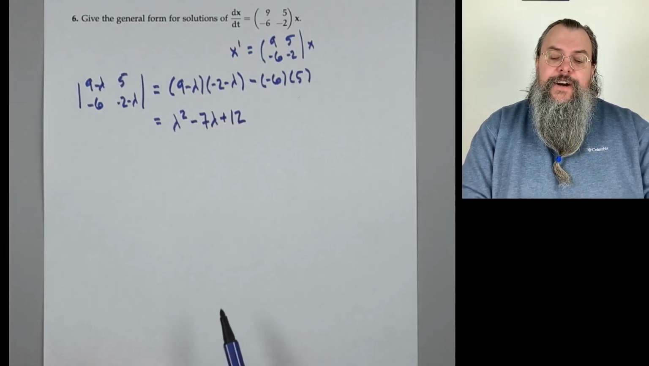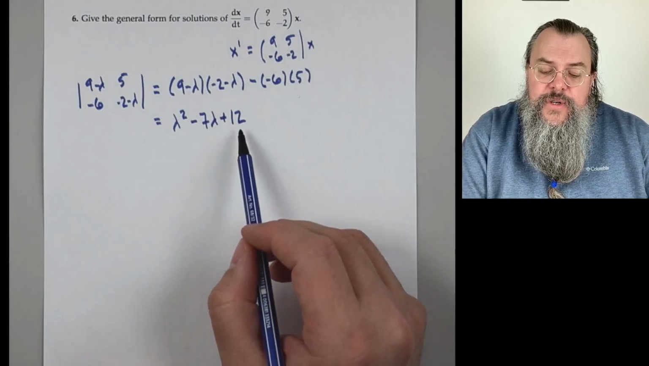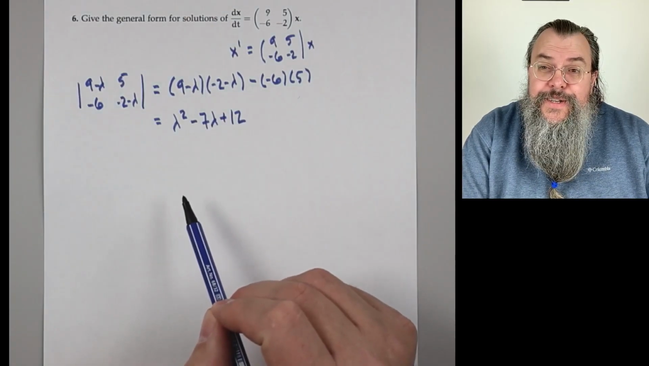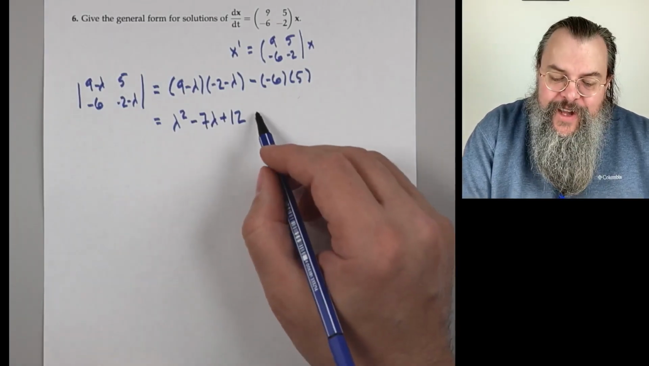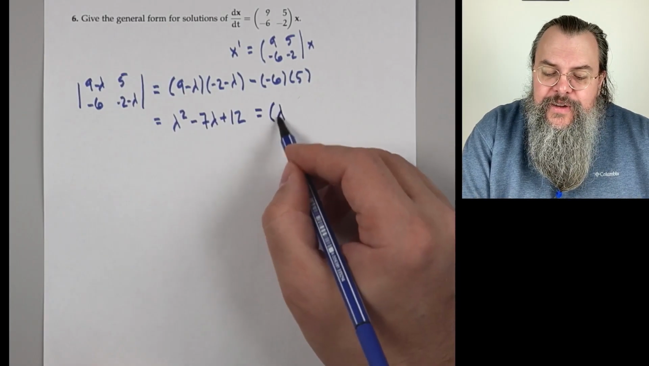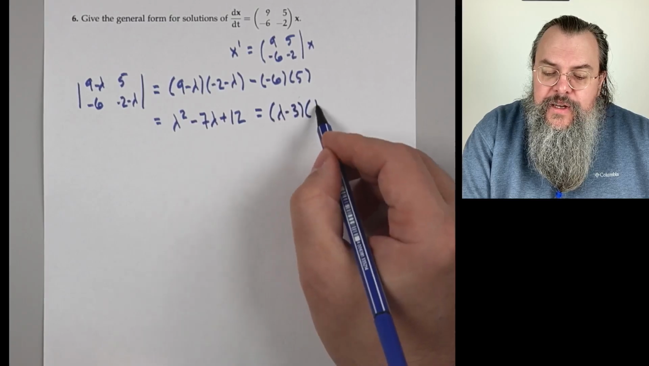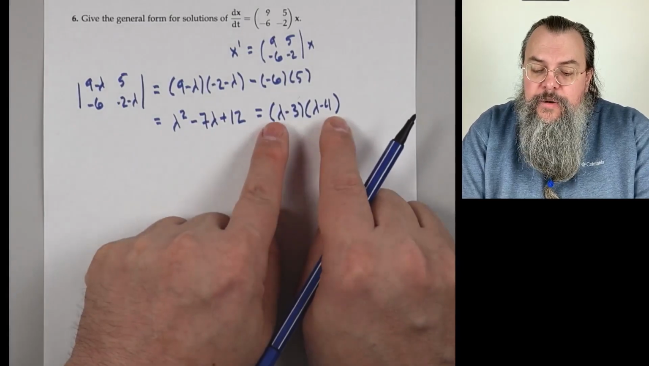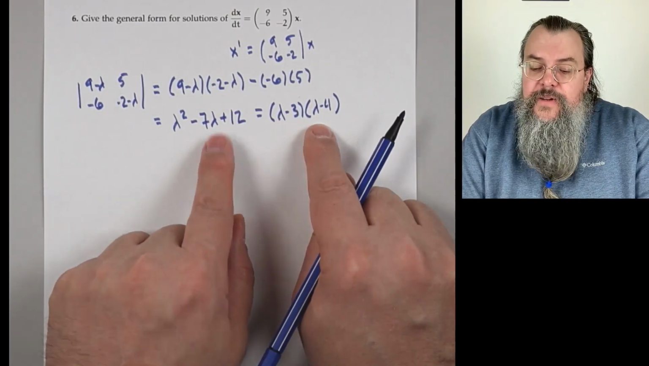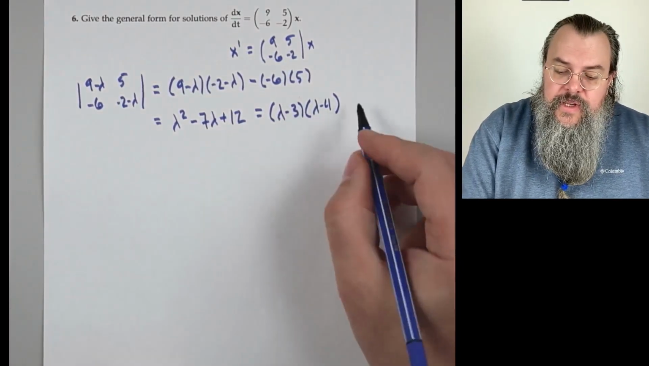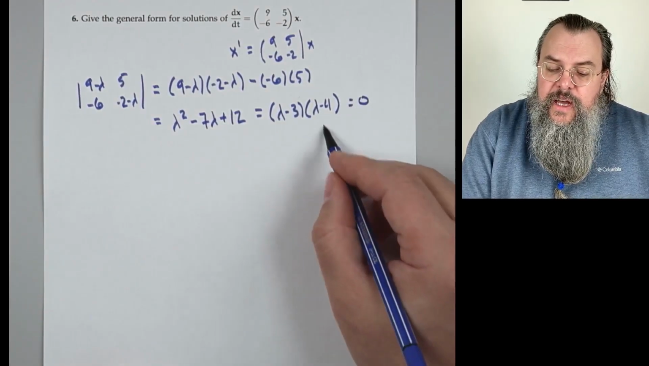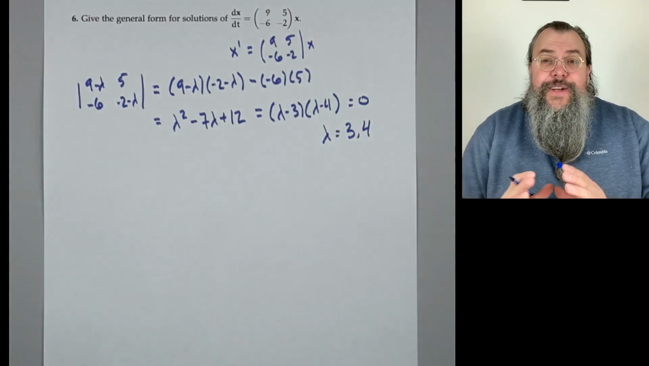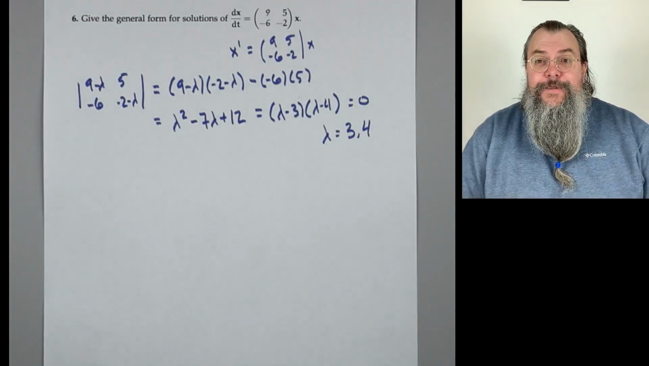All right, now the question. Can we think of two numbers that multiply to 12 but add to 7? We can. In fact, it's not too hard. It becomes lambda minus 3, lambda minus 4. You can check: lambda squared, minus 4 lambda minus 3 lambda is minus 7 lambda plus 12 equals 0. So lambda is 3 and 4. So we are in distinct eigenvalues.